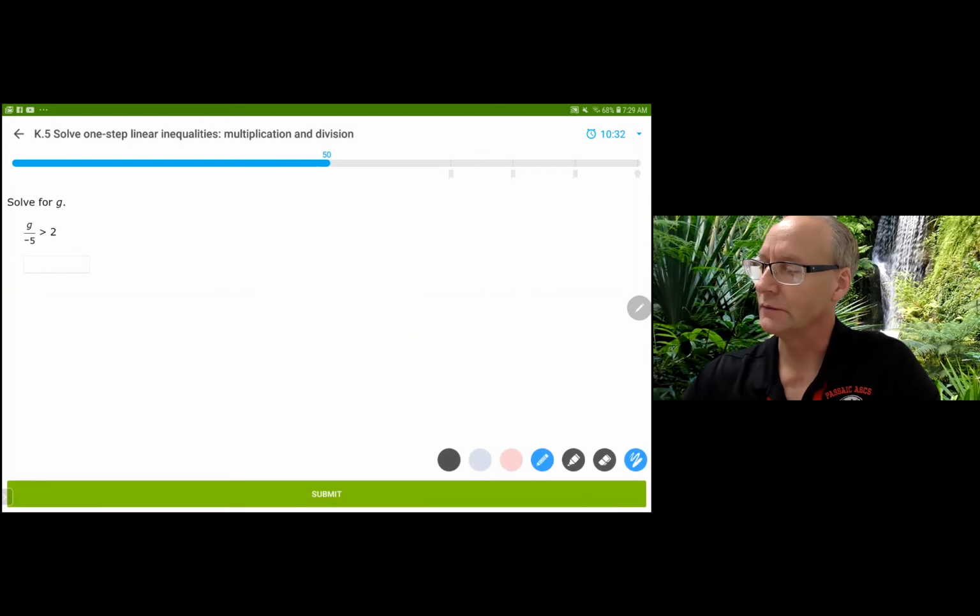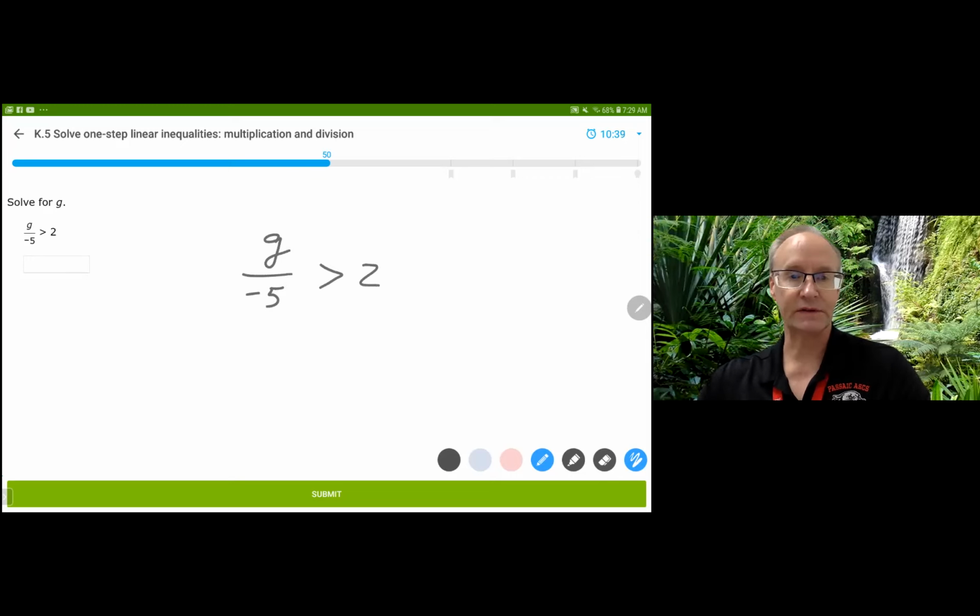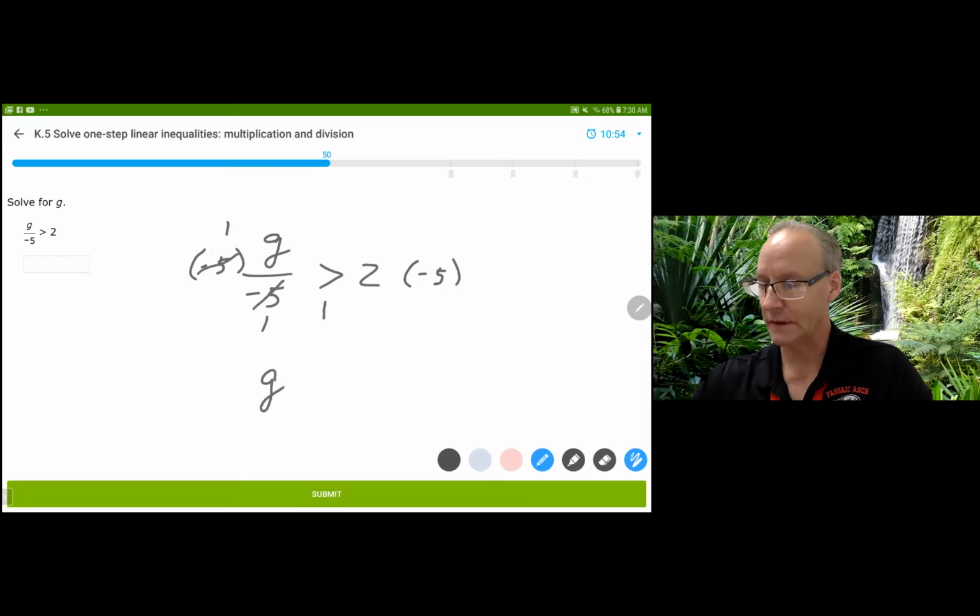Oh, here we go. So g divided by -5 is greater than 2. And what I'm going to do this time is I'm just going to follow the rule, which says I'm going to multiply by -5 on both sides. Hopefully everybody's clear on why I'm doing that. And it's going to cancel out the -5s, give me 1s. I'm going to have g, but I have to change the sign. And it means g is less than -10.